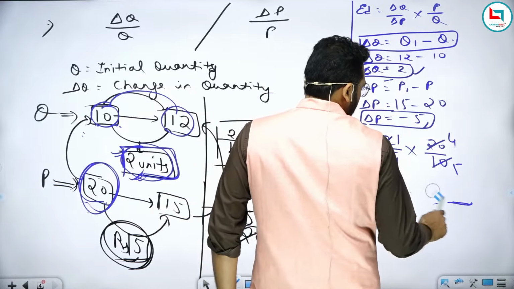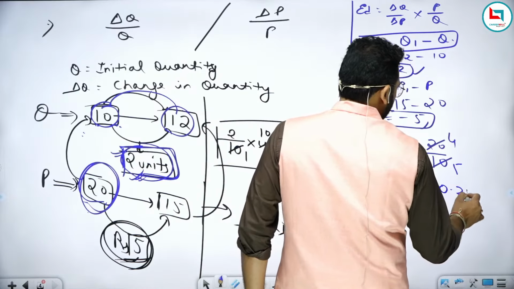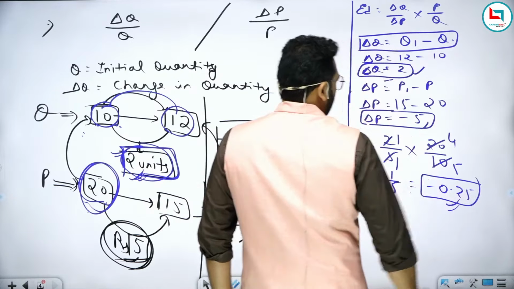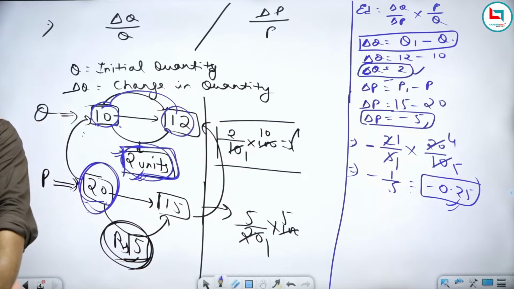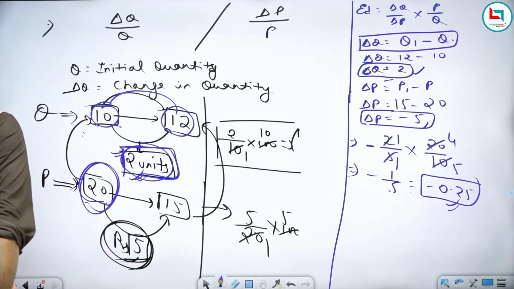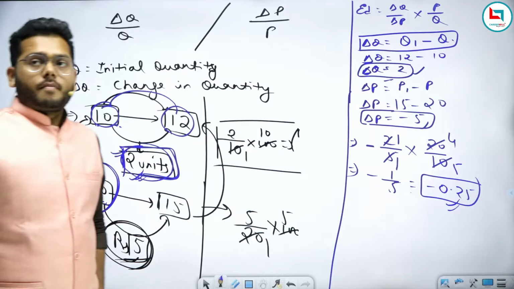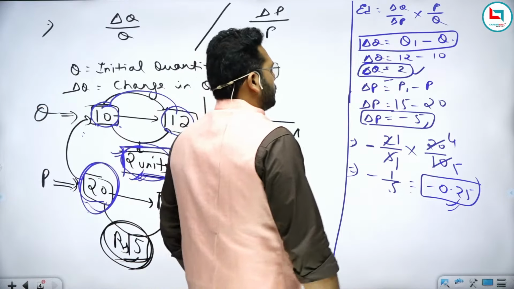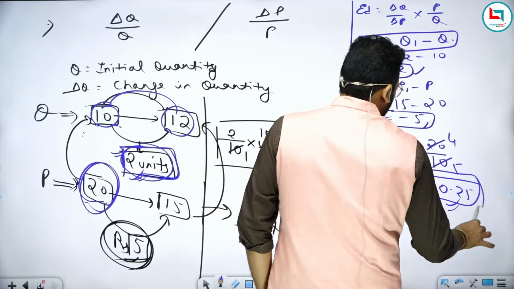And minus 0.25. Am I clear to everyone? Just tell me fast. So this is what? 0.25.